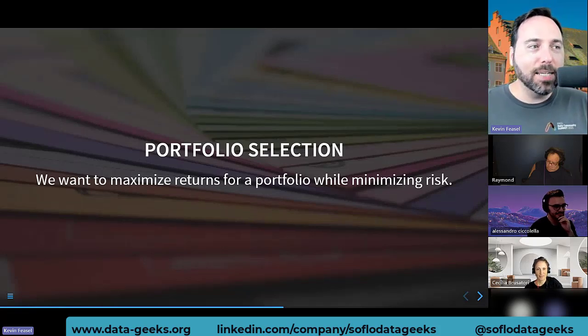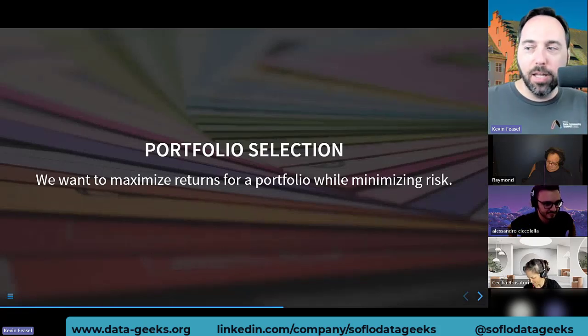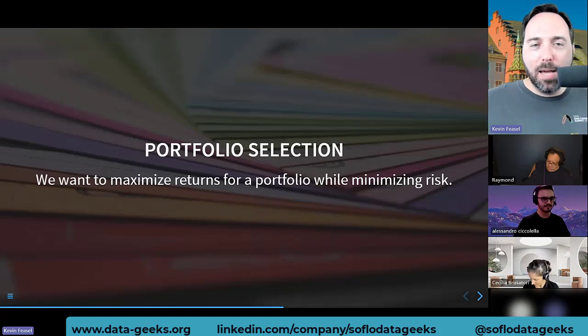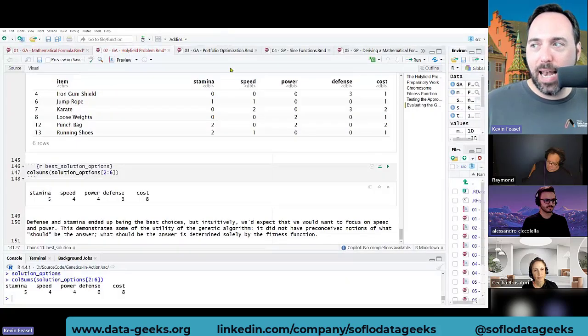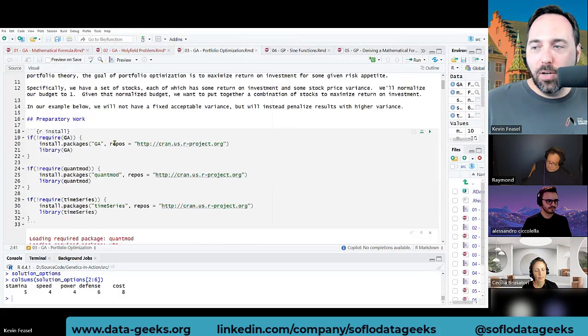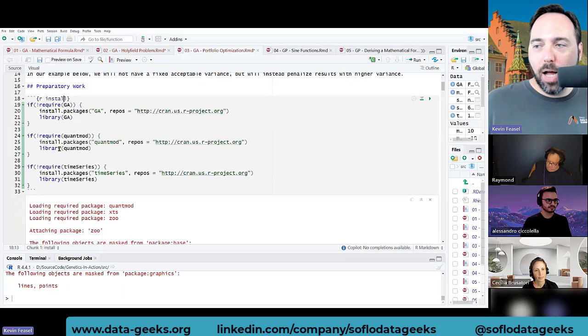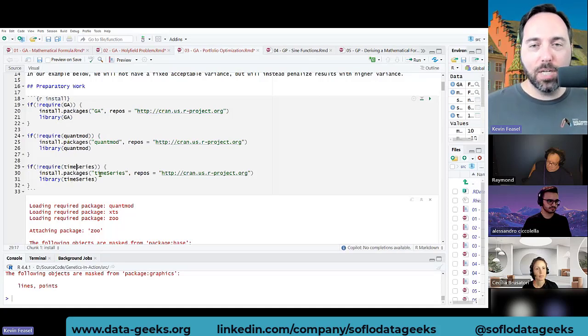Speaking of high-priced items, my next example is going to be portfolio selection. In this case, I want to maximize a portfolio of stocks while minimizing the risk associated with it. Let me walk you through that demo. Again, we're going to use GA for genetic algorithms. I will bring in QuantMod to get stock prices and time series to work with data over time.